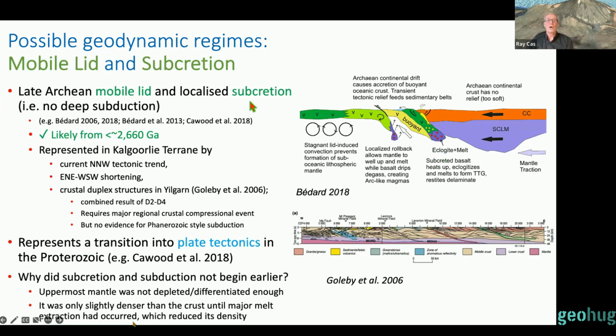So this localized subcretion focused on the more rigid craton margins then represents a transition into plate tectonics from the end or the very late Archean and then into the Proterozoic.